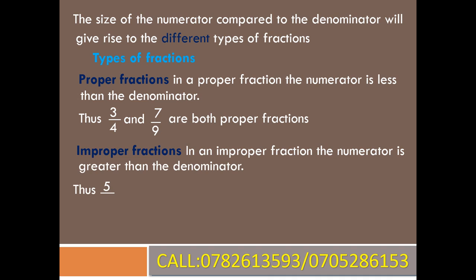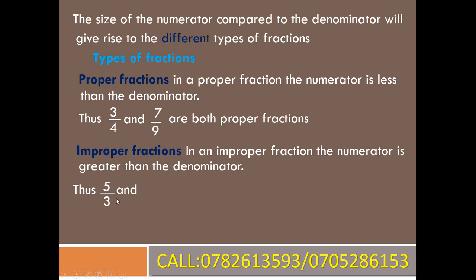For instance, when you take 5 out of 3, you realize that this number, the 5, which is the numerator, and the 3 is the denominator. So this 5, which is the numerator, is actually bigger than 3, which is the denominator. So meaning that 5 out of 3 is an improper fraction. Why? The numerator is bigger than the denominator. Now this is quite different from the first type of fractions we talked about, the proper fractions, where the numerator is smaller than the denominator.